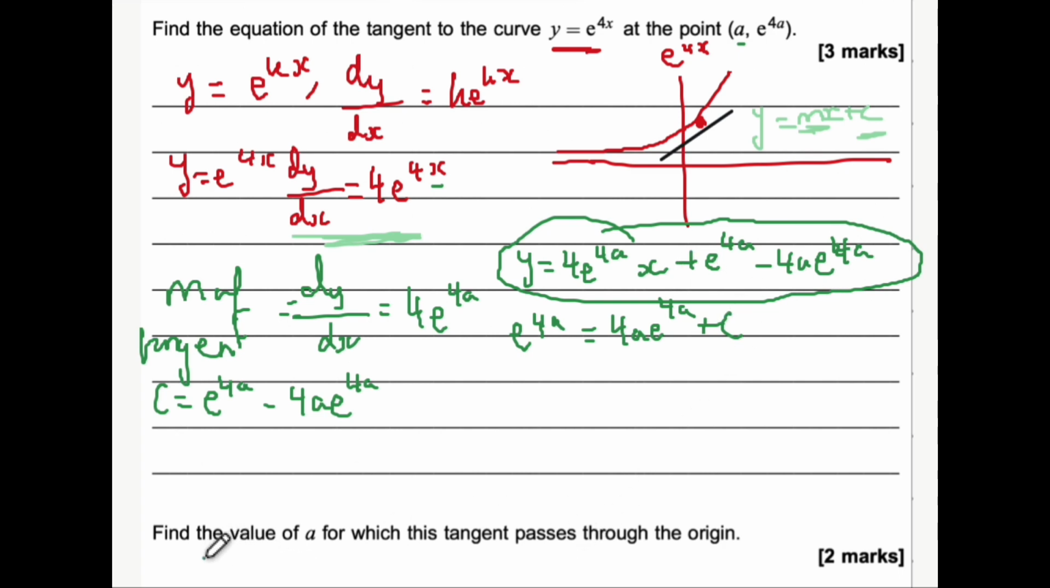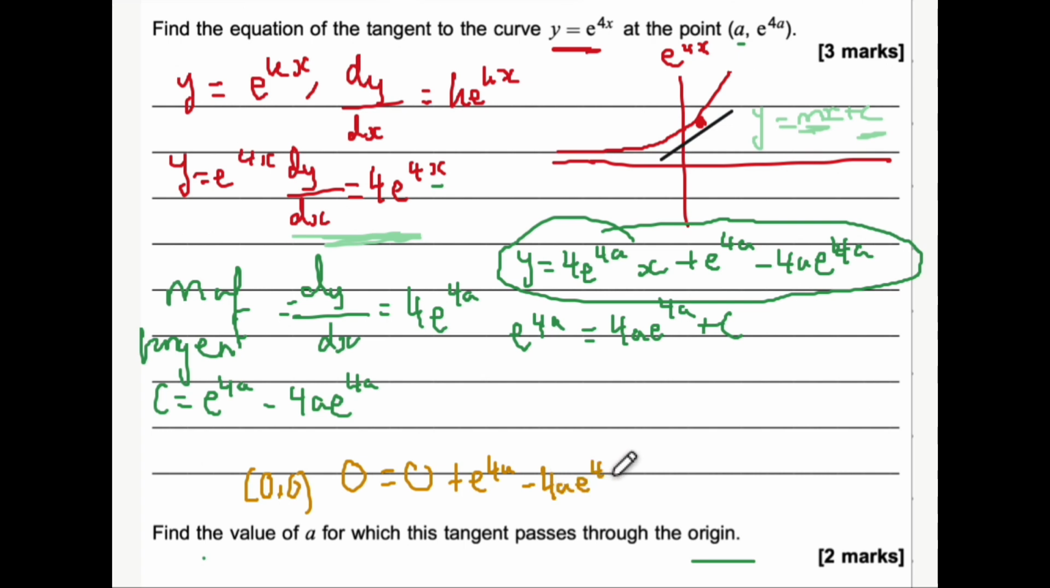It then asks in part B for you to find the value of a for which the tangent passes through the origin. How do we find that? Well, I'm just going to change pen color quickly. It passes through the origin at the coordinate 0, 0. So we start by making x and y both equal 0. So the left hand side of the equation equals 0, and that's equal to 4e to the 4a times 0, so that's just 0, plus e to the 4a, and then minus 4a e to the 4a.